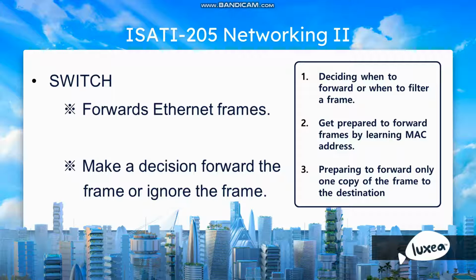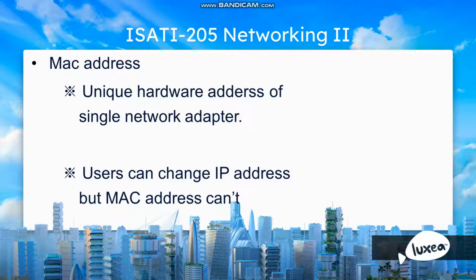In this process, switches perform 3 actions. First, deciding when to forward or when to filter a frame. Second, getting prepared to forward frames by learning MAC addresses by examining the source. Third, preparing to forward only one copy of the frame to the destination. It means a network loop occurs when a network has more than one active path from the same source to the same destination. Let's talk about MAC address.